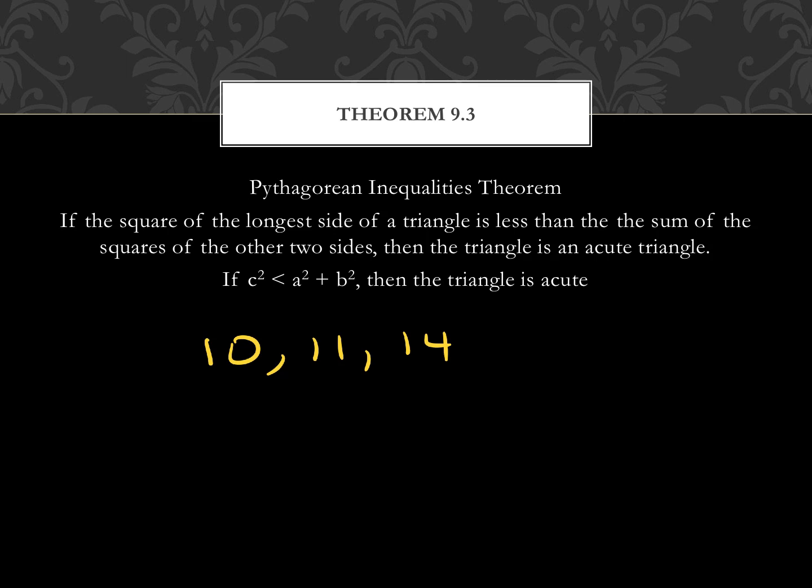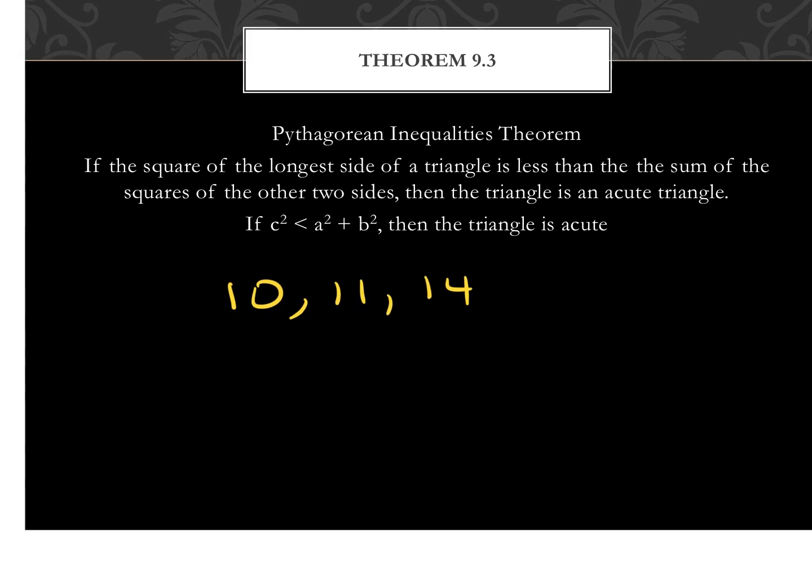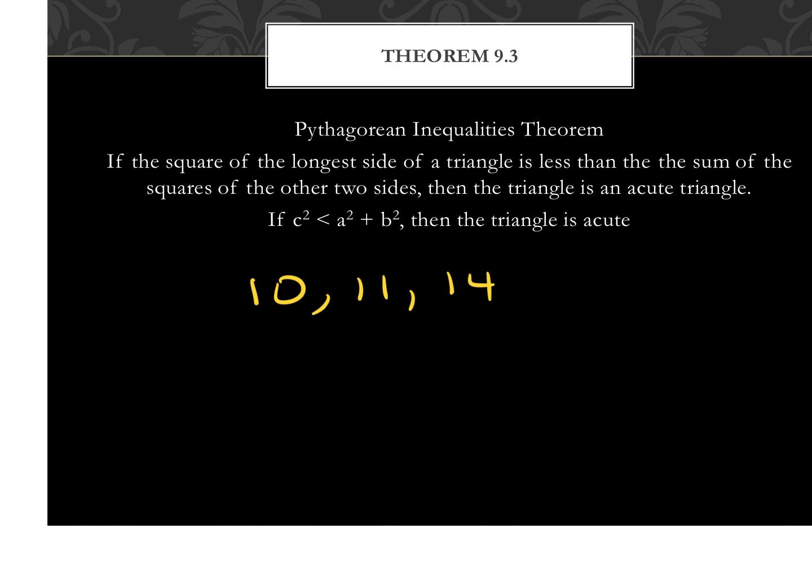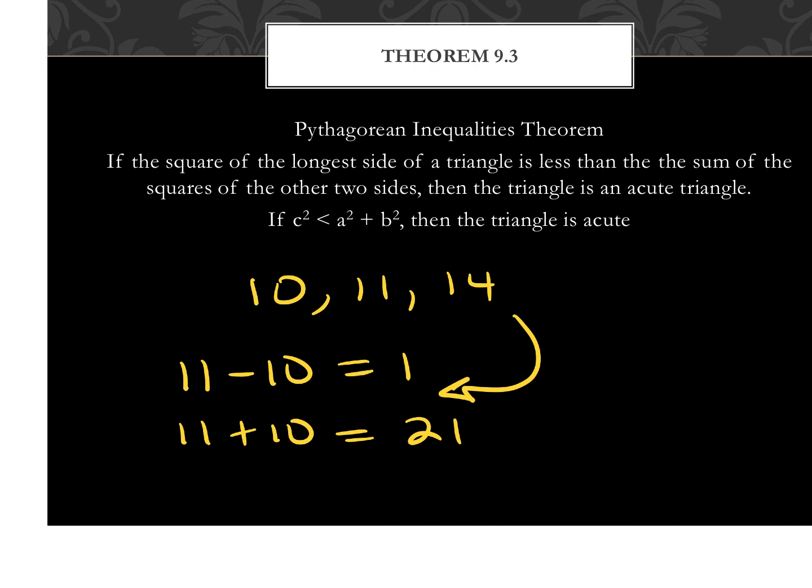So if you remember back to another lesson, you always would have had to take the two smaller numbers and add them and subtract them. And if the third side, the biggest side, is a number in between, then it forms a triangle. So you would do 11 minus 10 and 11 plus 10. This gives you 1. This gives you 21. So because 14 is in between 1 and 21, these numbers will form a triangle. Now we have to figure out what kind of triangle it is.